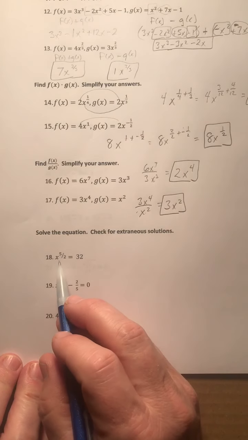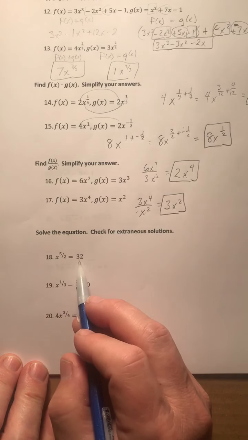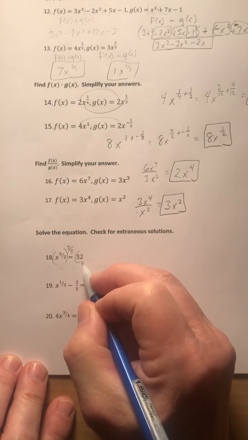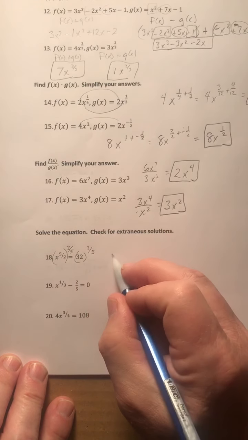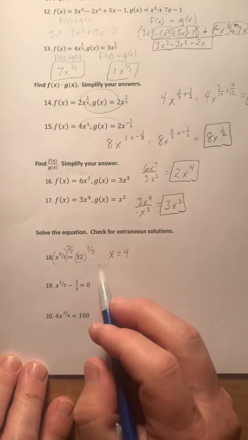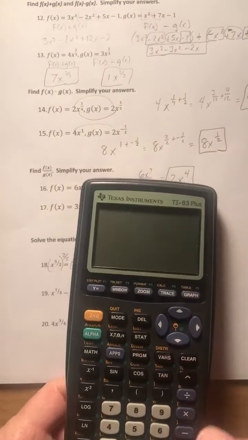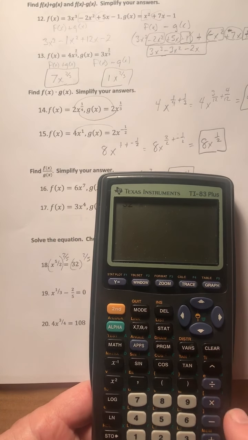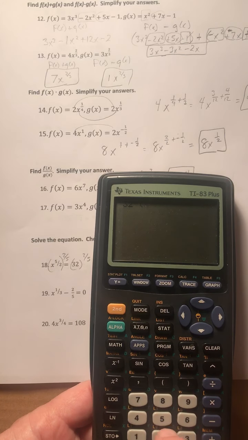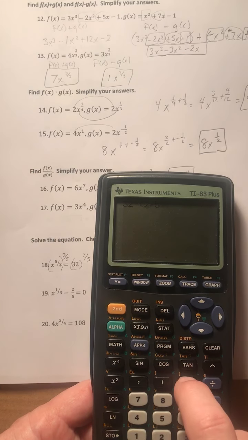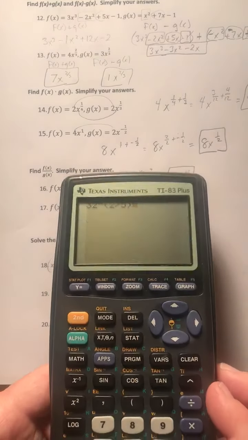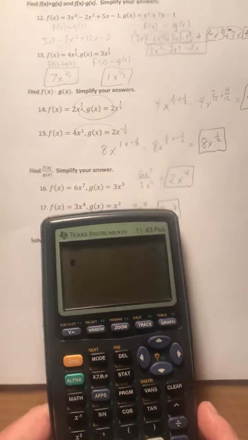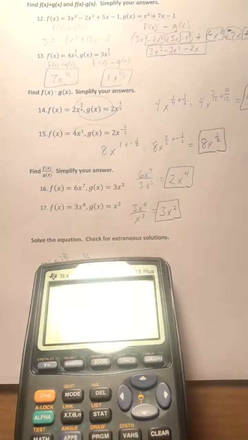Next, 18. I got x to the 5/2 equals 32. Again, we have to get rid of that 5/2, so we do the reciprocal power, 2/5. And I get x equals 4. Again, all you have to do is put that in the calculator. So I put it in the calculator, it looks like this: 32 to the, and then parenthesis, 2 divided by 5. Not sure if you can see that or not. And then I hit enter, and I got 4.